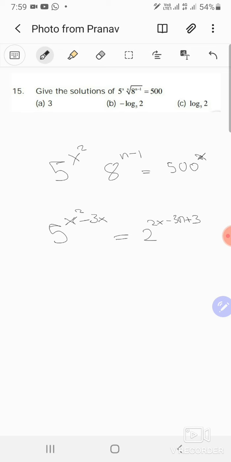No problem. Next, what we can do is take natural log on both sides, so that will give me natural log of 5 times x squared minus 3x, that has to be equal to natural log of 2 times this thing, 2x minus 3n plus 3. Okay, what if n is an integer? Well, I think yes, because otherwise we won't be able to find a solution. So n has to be some kind of integer in that case.